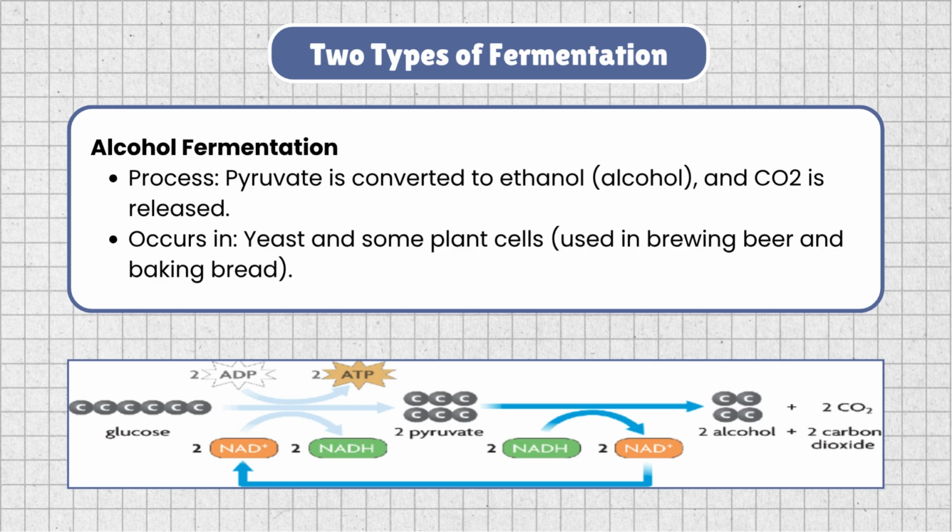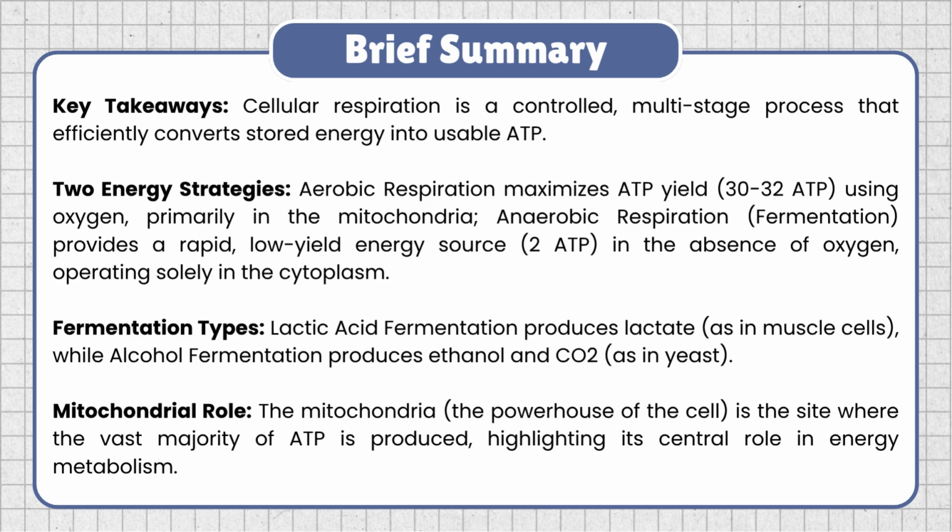Next, we have the second type of fermentation, which is the alcohol fermentation. In this anaerobic process, the pyruvate produced from glycolysis is converted into ethanol, which is a type of alcohol, and carbon dioxide is released. This process is very critical to humans because it's carried out by yeast and some plant cells. It's the mechanism we use for baking bread, where the carbon dioxide makes the dough rise, and for brewing beer and making wine, where the ethanol is the desired product.